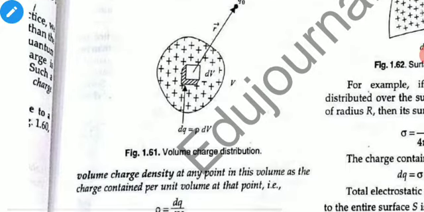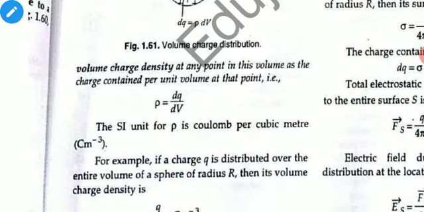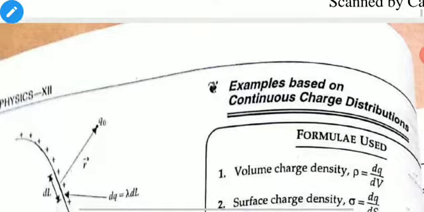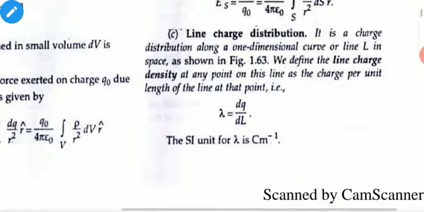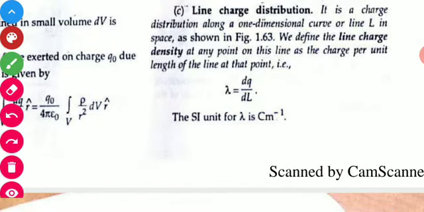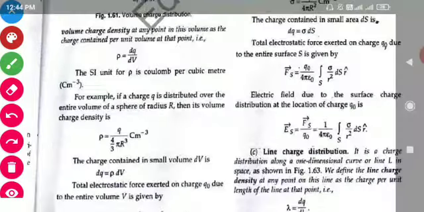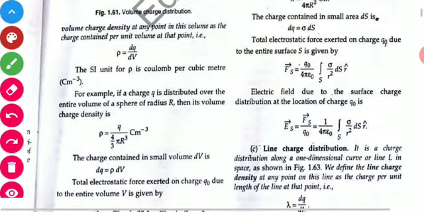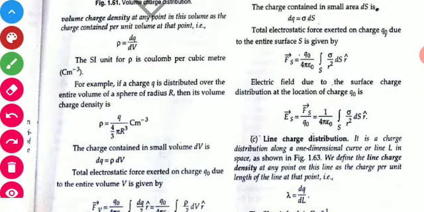Now here, students, as we discussed in the last video, there is lambda, that is line charge distribution, and the formula for that was lambda is equal to charge per unit length. Likewise, we have volume charge distribution and volume charge density. To calculate this, we have the formula rho is equal to dq upon dv, meaning charge per unit volume.